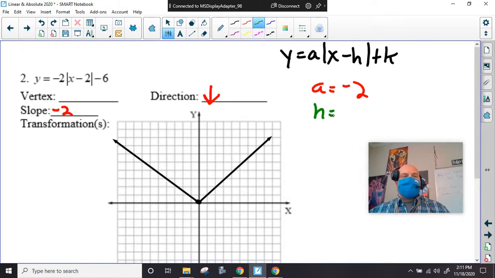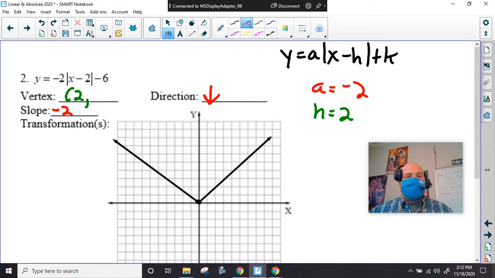Our h, remember that h is the opposite of what it's written. So it's not -2, our h is 2. h is the hardest one to get because of the way it goes. Now, since we have h of 2, we put it right here.